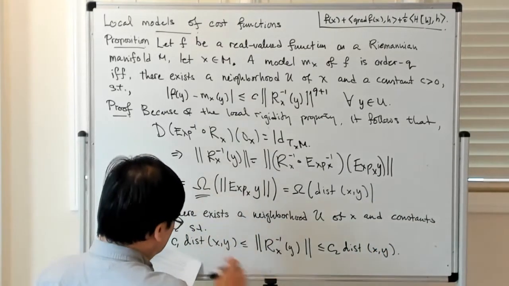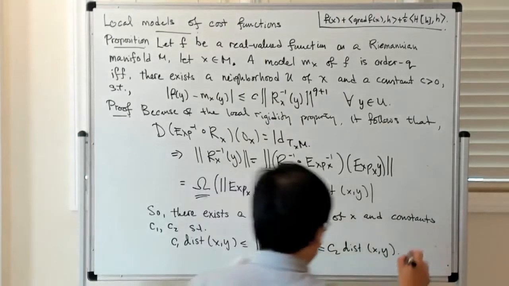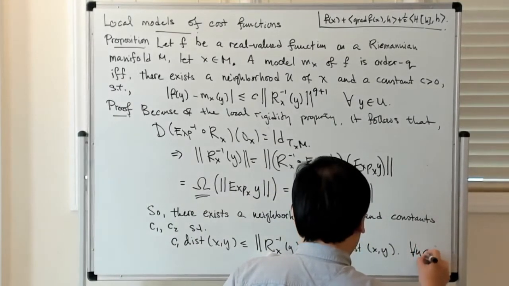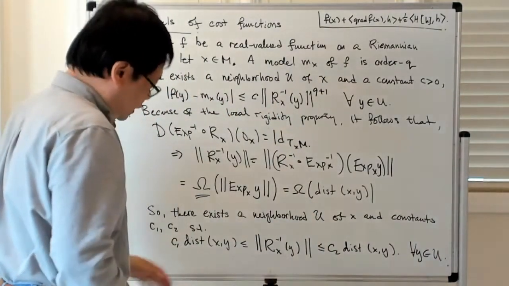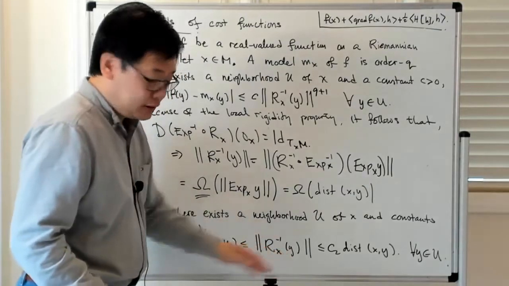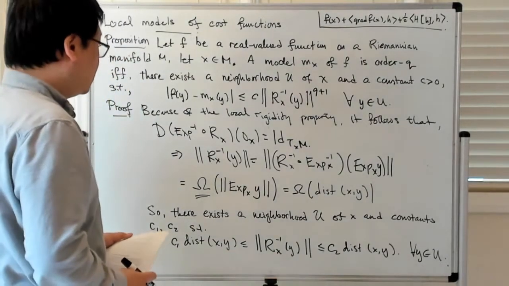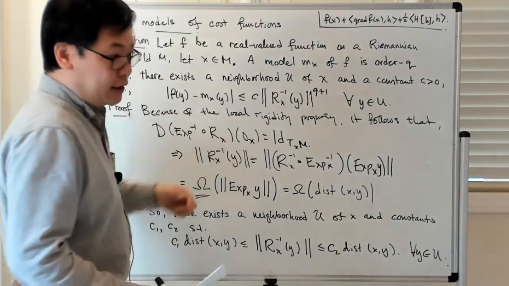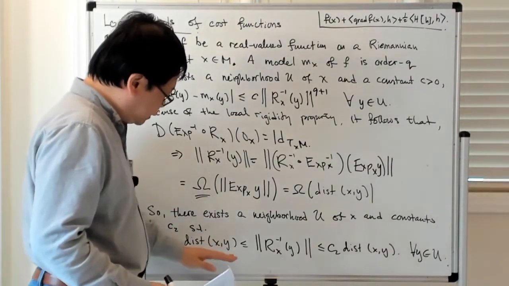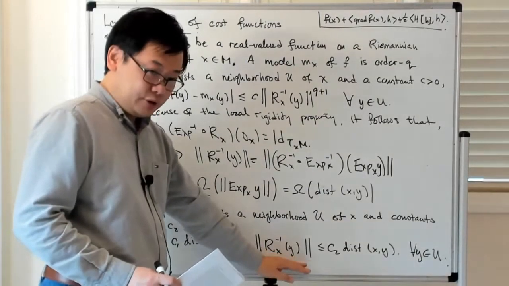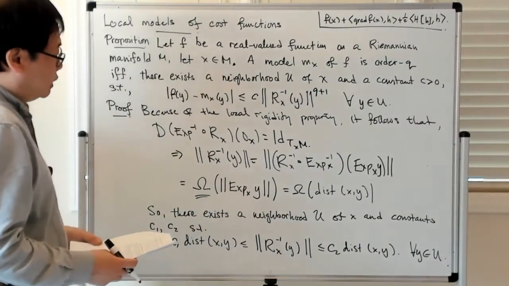and this is true for all y in U. So in any case, there's essentially an equivalence between these two norms, which are induced by the distance and by this retraction. And so for the purposes of any notion of order of approximation, it is perfectly reasonable to replace the distance with this object instead, at the cost of changing the constants, basically. But that doesn't matter.